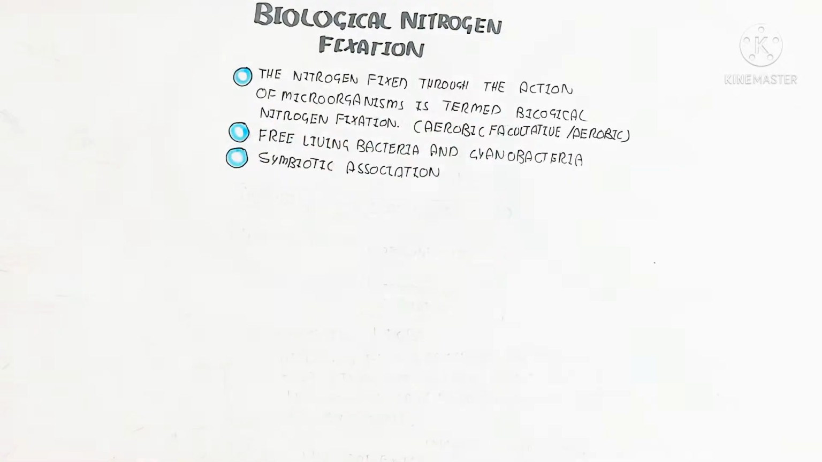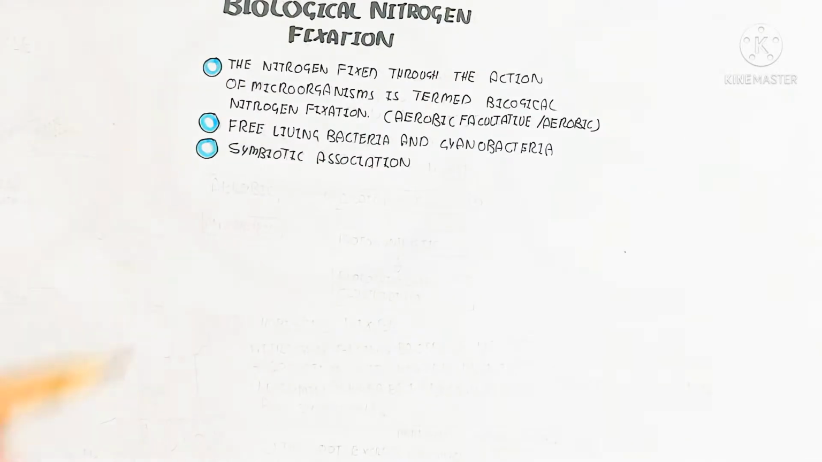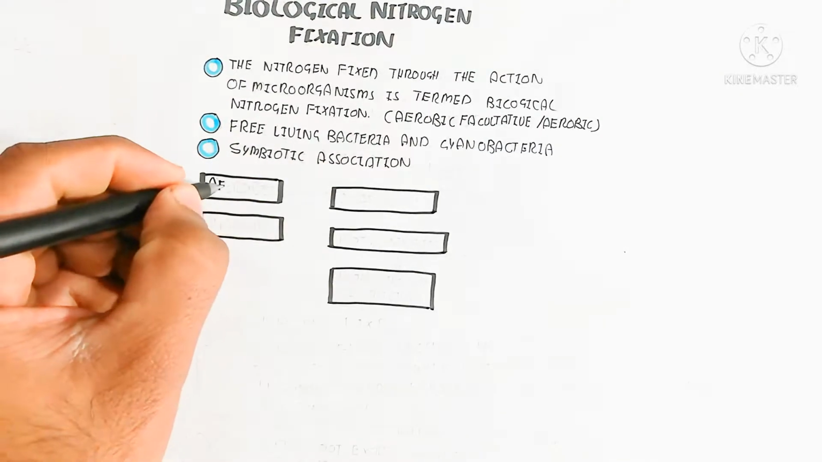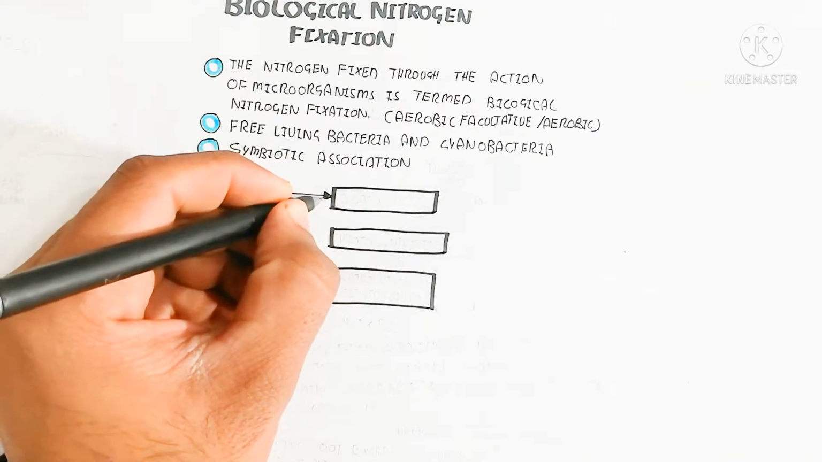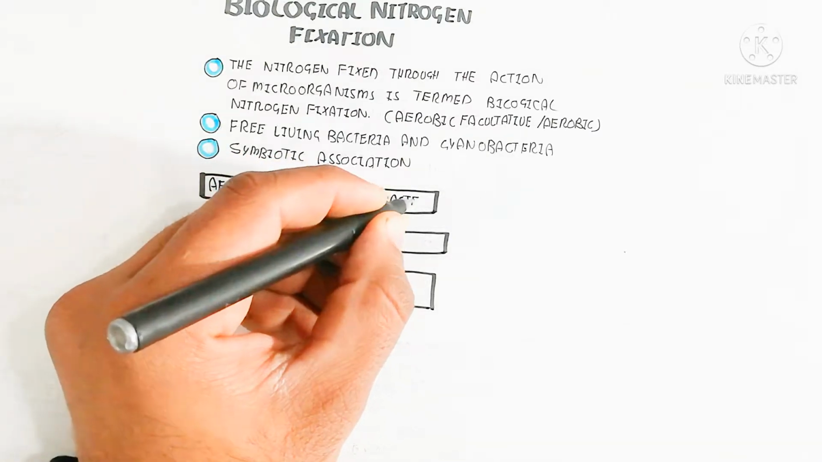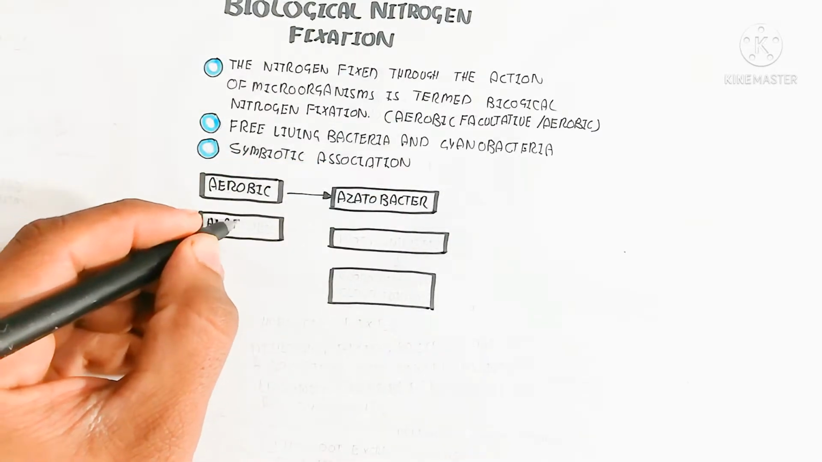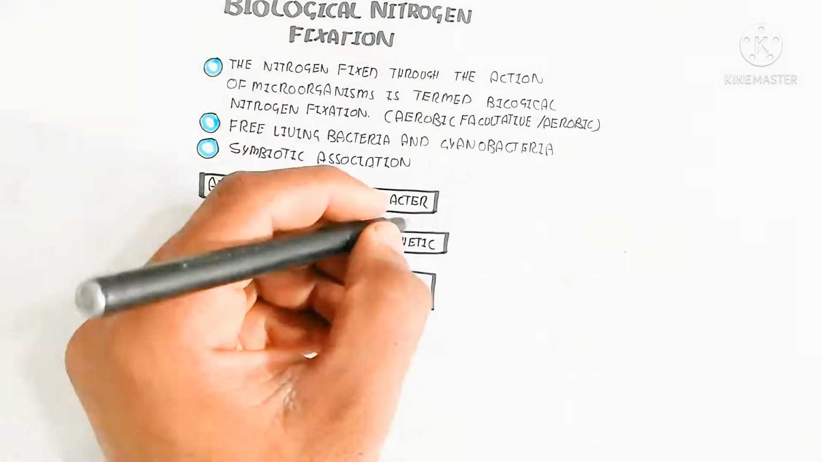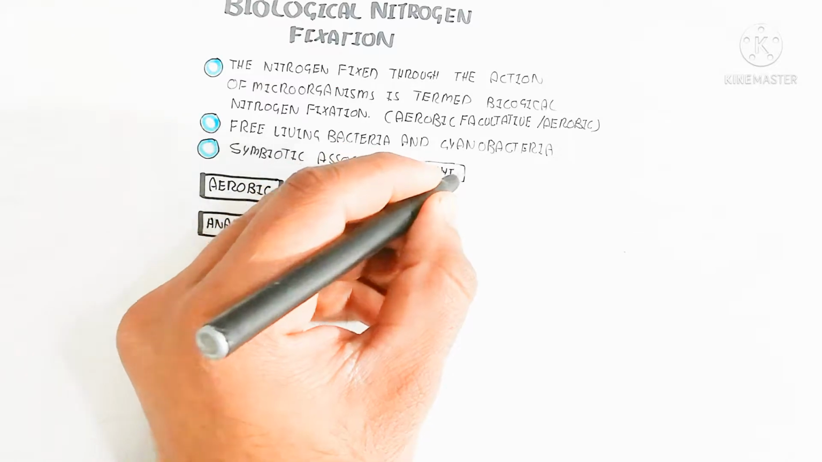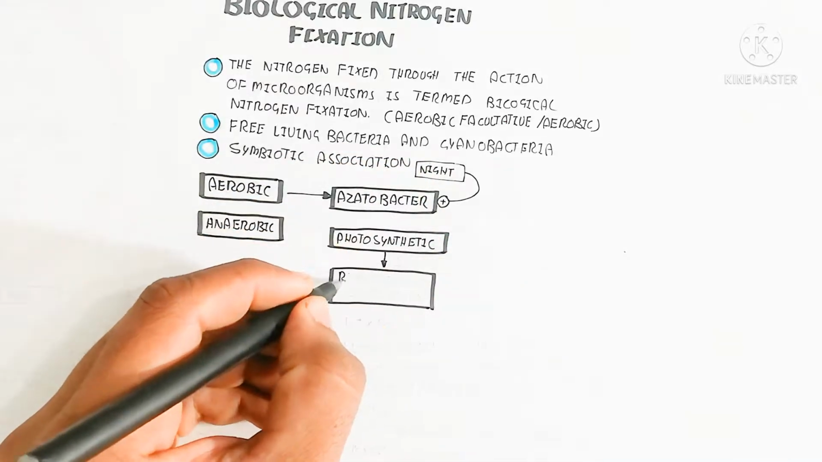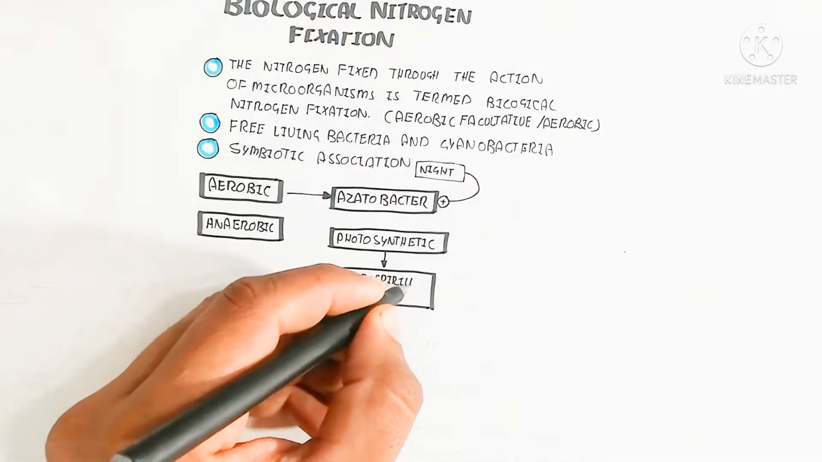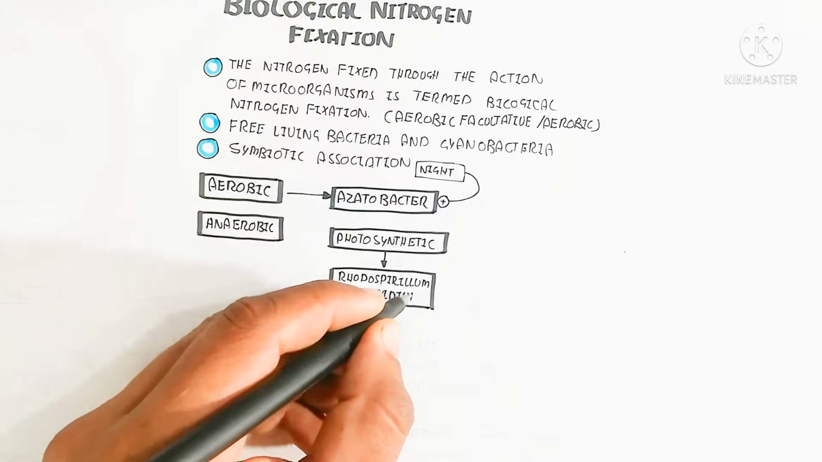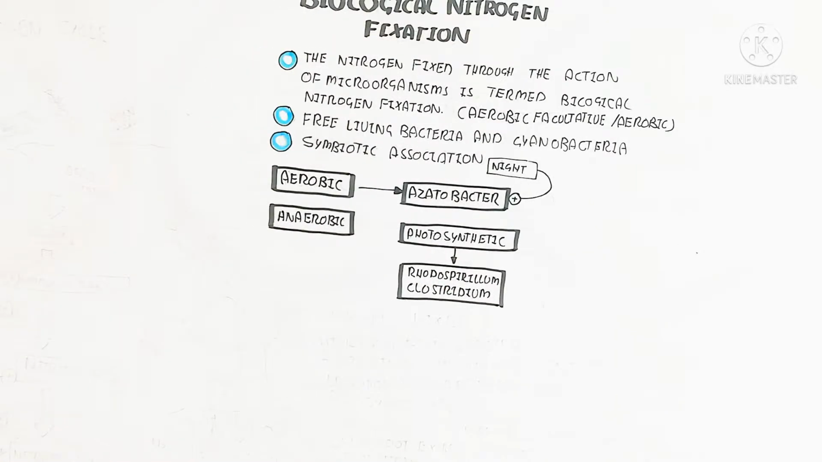Free-living bacteria and cyanobacteria are very important for fixing nitrogen freely, while in symbiotic association, aerobic bacteria can be Azotobacter, which works during the night time, and the anaerobic photosynthetic bacteria can be Rhodospirillum and Clostridium. These two types are the best examples of these bacteria.